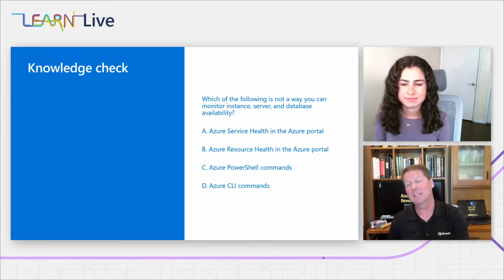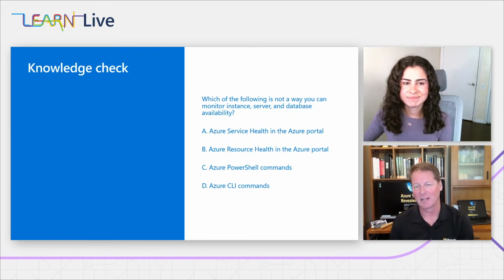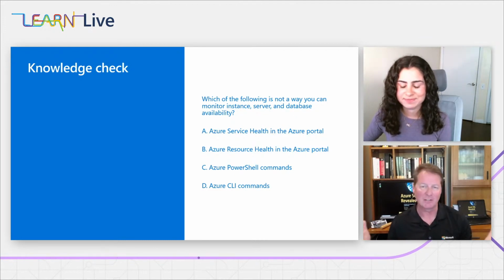So that works. And then I said, for things you can do in the portal, you can do with CLI, right? With PowerShell and Azure CLI. So C and D are ways. They can't be the answer. So there's only one answer left, and that's Azure Service Health.